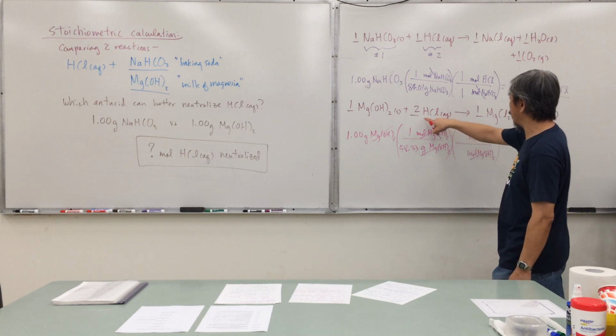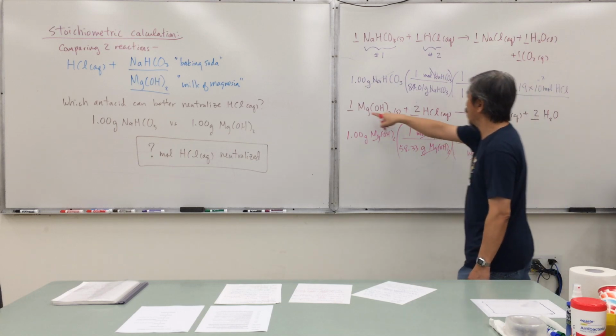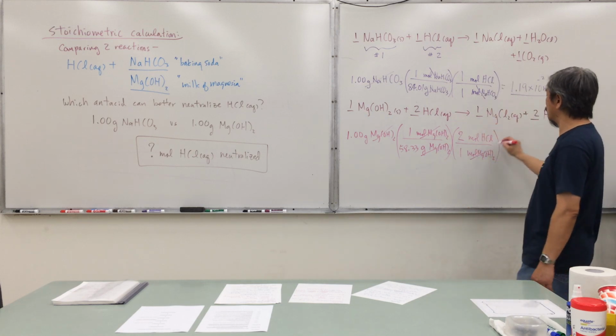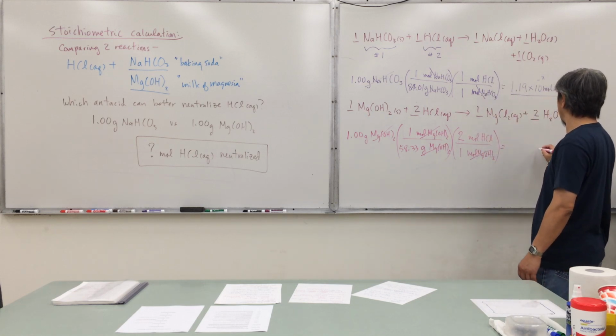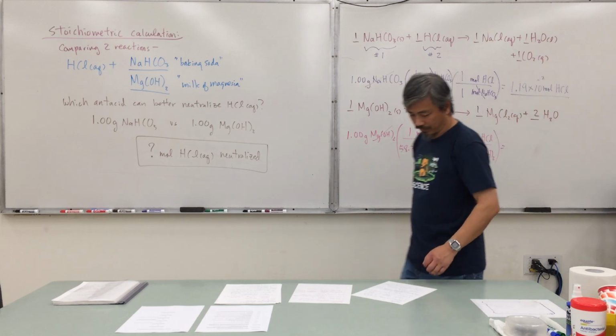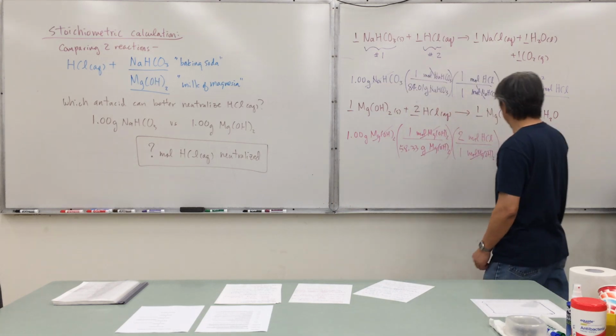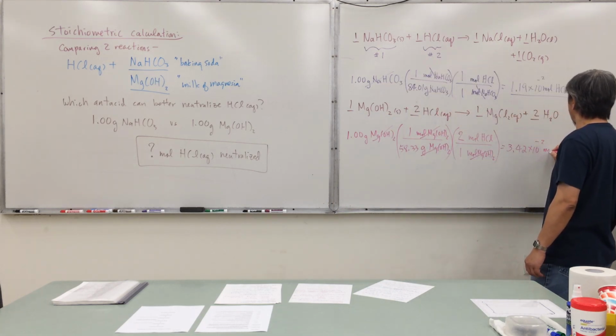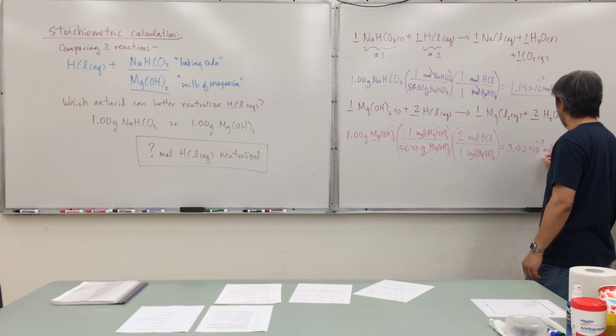Now these numbers would then be for 2 moles of HCl, 1 mole of Mg(OH)2. So now I end up, oh, there's my moles of HCl, which I'm looking for. So this will give me moles of HCl. If I work that out, multiply everything out, you end up with 3.42 times 10 to the minus 2 moles of HCl neutralized.